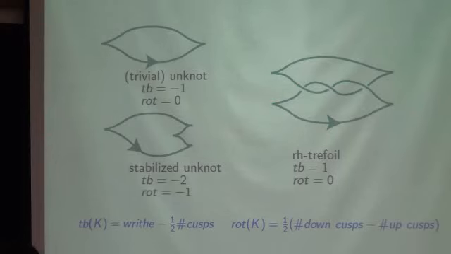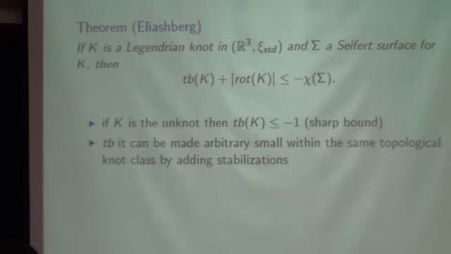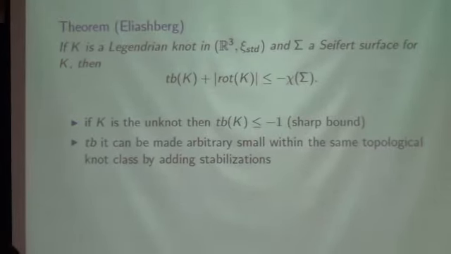Okay. Now, there's a relationship between the Thurston-Bennequin number and the rotation number and the Euler characteristic of a Seifert surface for the knot. This is a result of Eliashberg, and it's a classical thing in Legendrian knot theory. So if we have a knot in our standard contact structure and we have a Seifert surface for it, then the TB plus the absolute value of the rotation number is going to be less than or equal to negative the Euler characteristic.